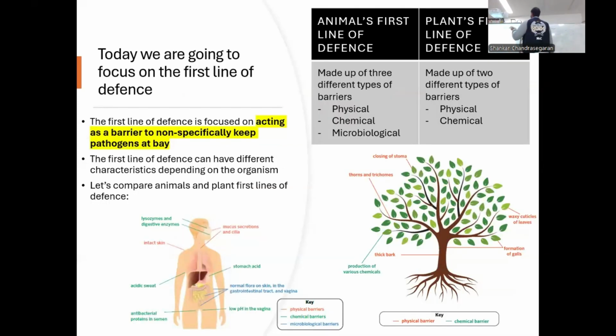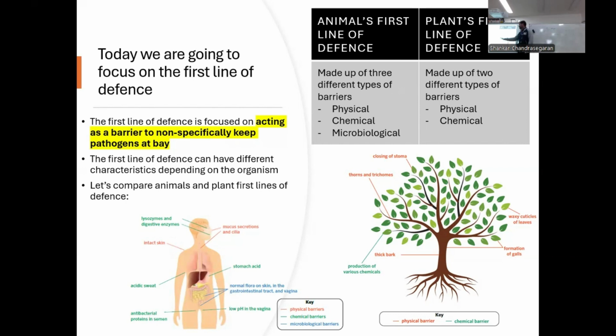So today we're going to mainly focus on the first line of defense, and regardless of what organism we're dealing with, whether it's plants or animals, the main function of the first line of defense is to serve as a barrier to non-specifically keep pathogens at bay. Basically, it is the first shield that pathogens have to get across to be able to even think about infecting whatever organism we have in mind, right? So the first line of defense can be different depending on the organism we're dealing with.